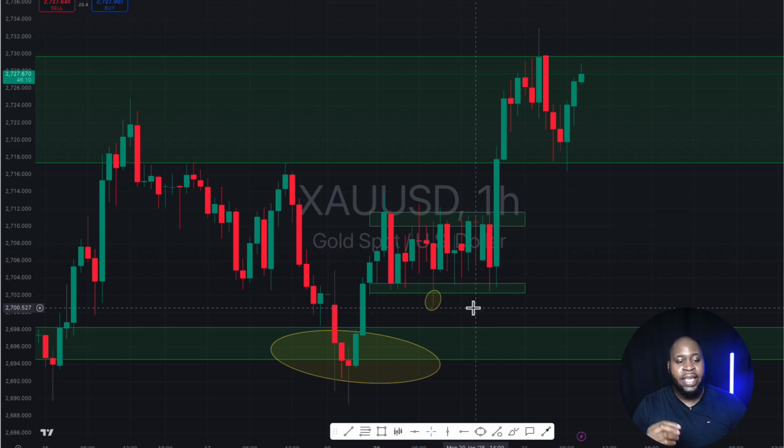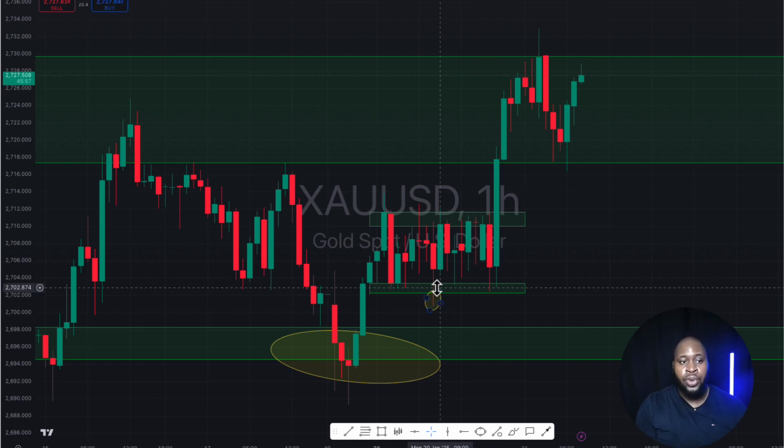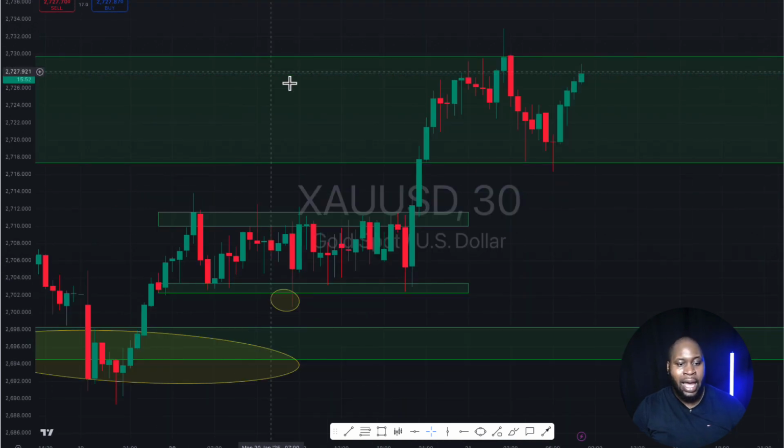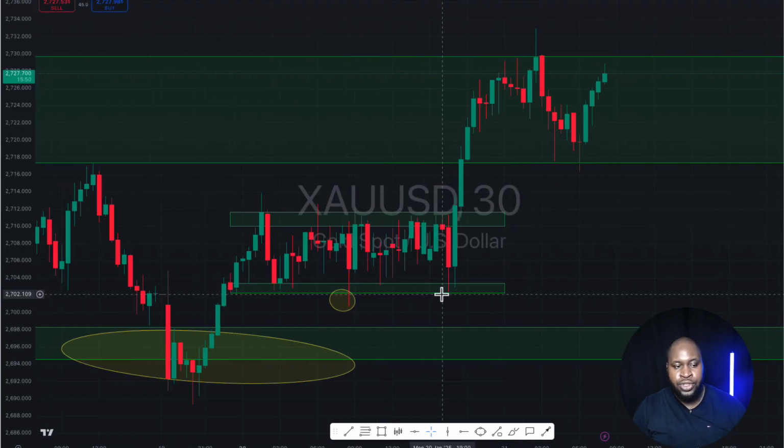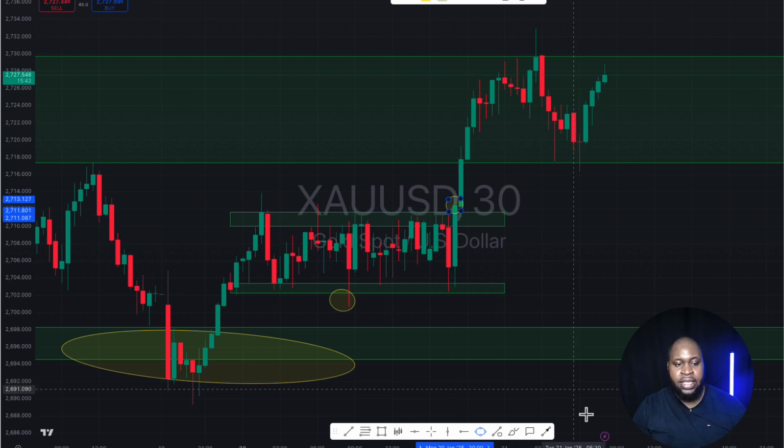Okay, I need a solid candle closure where the body of the candle is closing below the area of support or above the area of resistance. In my strategy, I look for that candle closure usually on the 30-minute time frame. So as I go to the 30-minute time frame, I'm looking for that solid candle closure above the area of resistance in this case, and we get that right over here. We could see that on the 30-minute, this closed right over here above price.